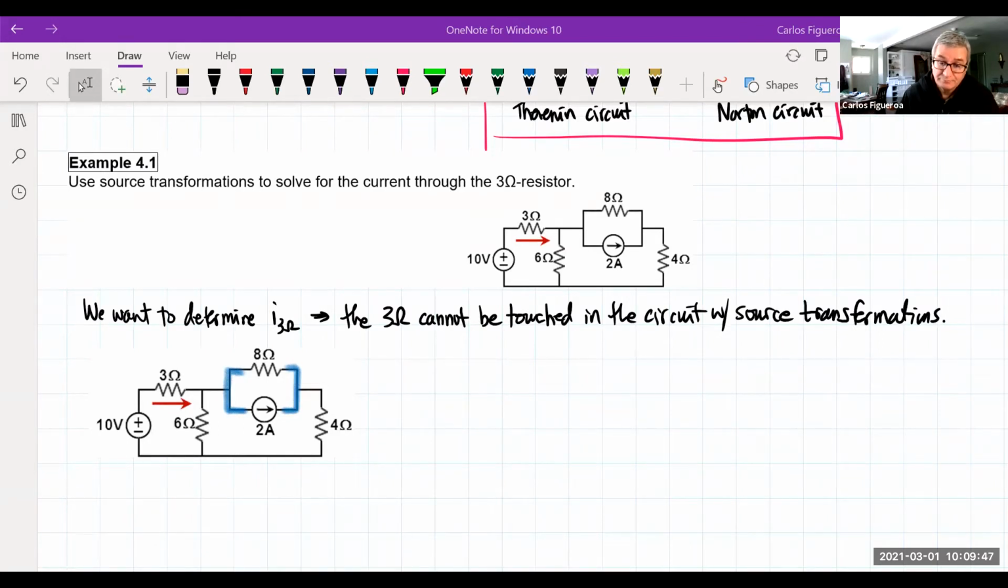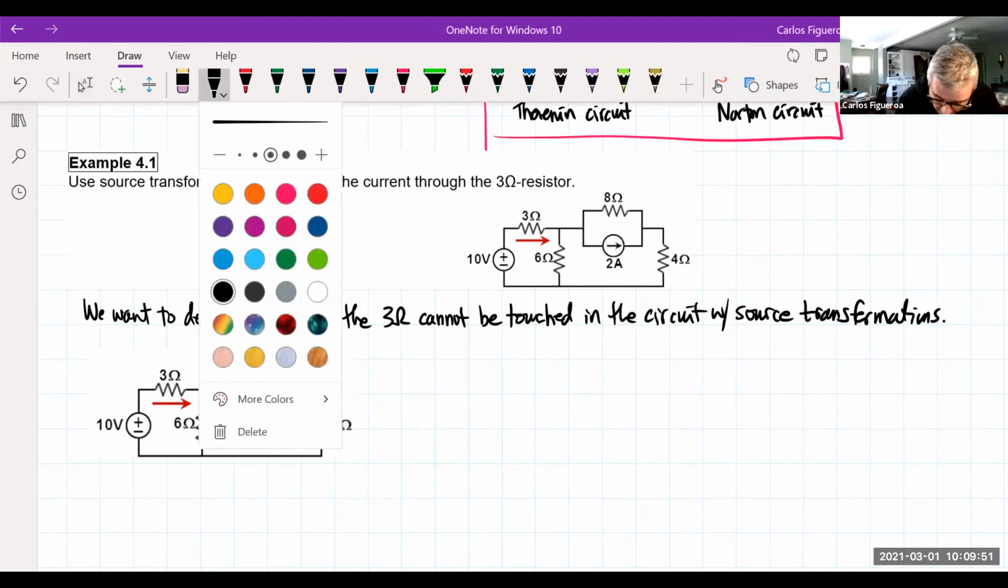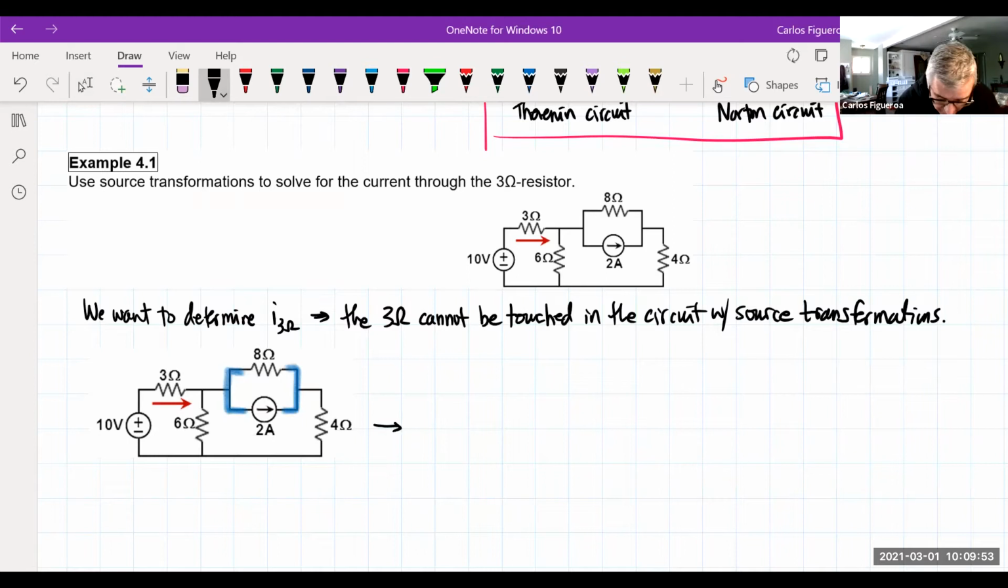Well, if I do that, then that means I do this here. I'm going to come here. So I have a 10-volt source. Then I have my 3 ohm, which I'm going to leave all by itself. So I have 6 and I have 3. And here's my current that I'm looking at.